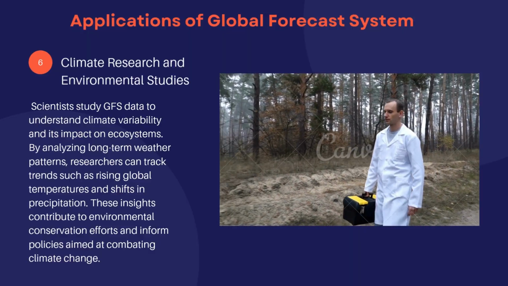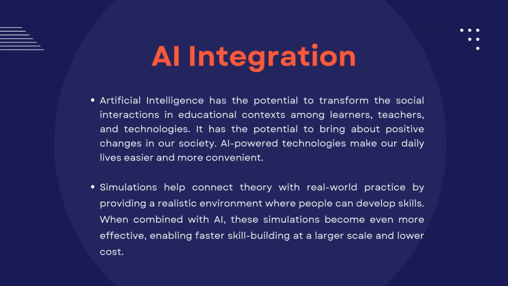that influence global decision-making. Artificial intelligence has the potential to transform the social interactions in educational contexts among learners, teachers, and technologies. It has the potential to bring about positive changes in our society. AI-powered technologies make our daily lives easier and more convenient. Simulations help connect theory with real-world practice by providing a realistic environment where people can develop skills.